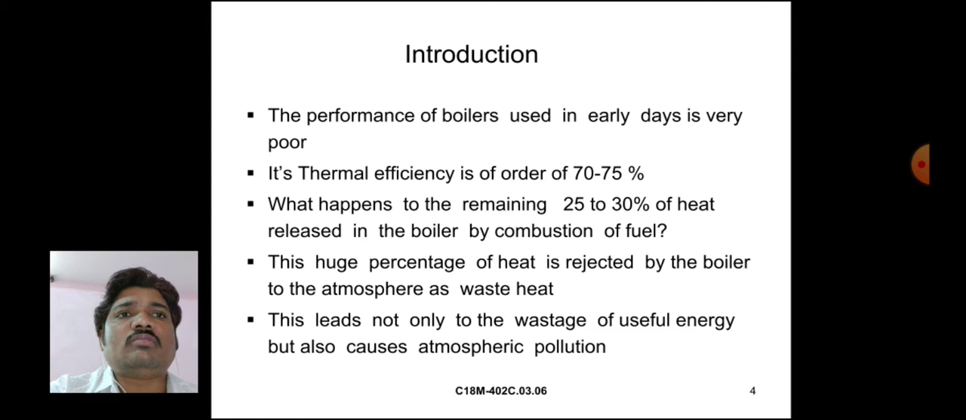The performance of boilers used in early days was very poor. Their thermal efficiency was in the order of 70 to 75%. What happens to the remaining 25 to 30% of heat released in the boiler by combustion of fuel? This huge percentage of heat is rejected to the atmosphere as waste heat. This leads not only to the wastage of useful energy but also causes atmospheric pollution.